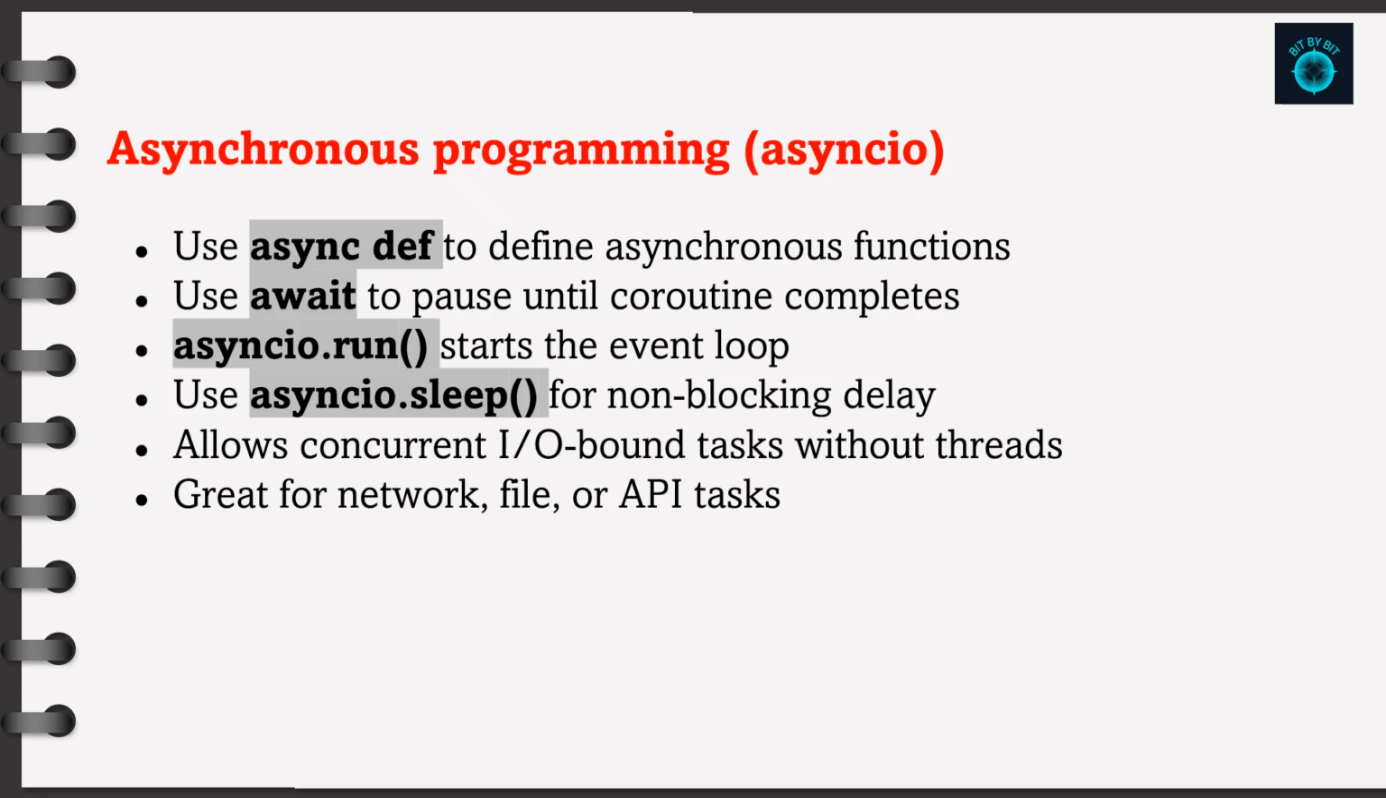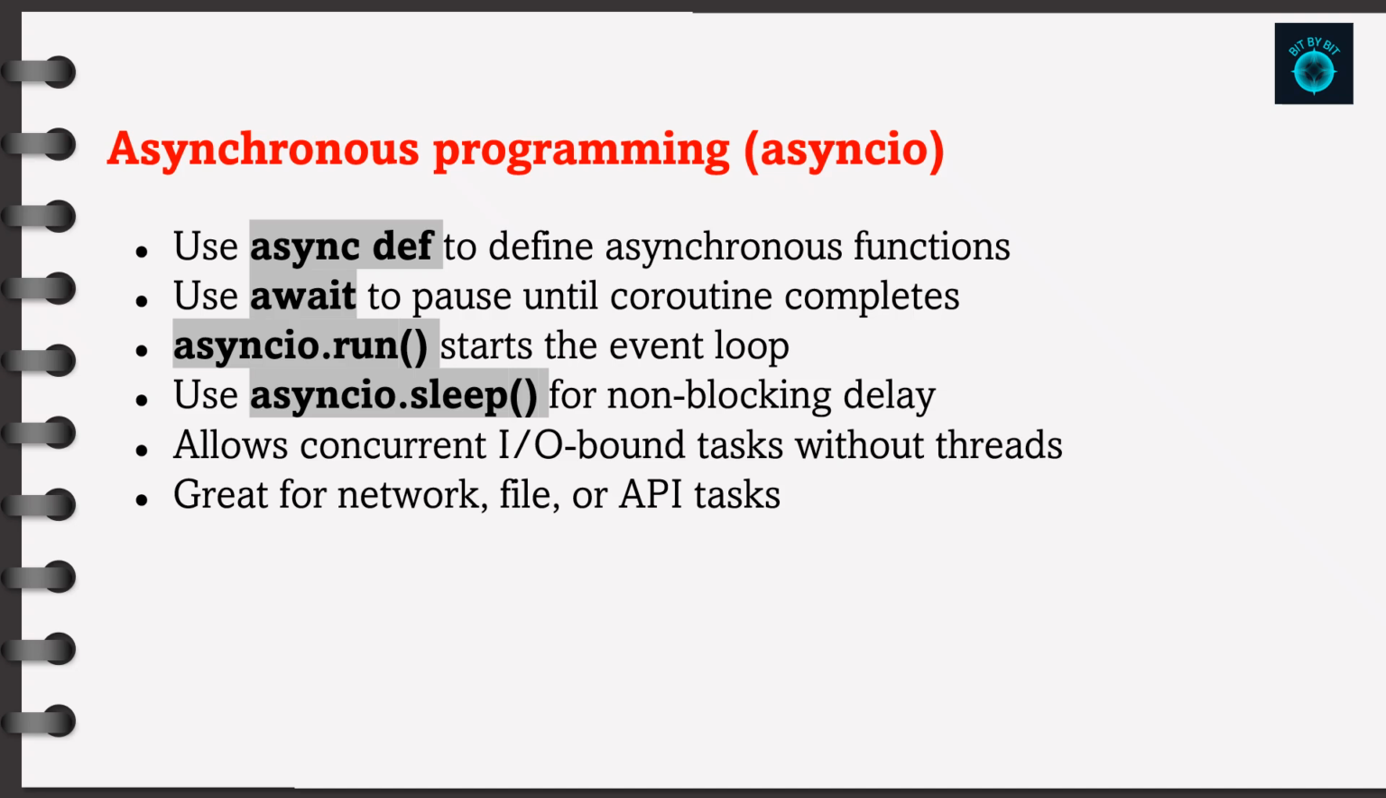To run your asynchronous code, use asyncio.run, followed by the name of your top-level coroutine. Instead of using the regular time.sleep, we use asyncio.sleep to pause for a while without blocking the entire program. This model is different from multithreading. It uses a single thread and an event loop to switch between tasks that are waiting on something external, like a web response. That makes it highly efficient for applications like chat servers, web scrapers, and I/O-heavy automation.